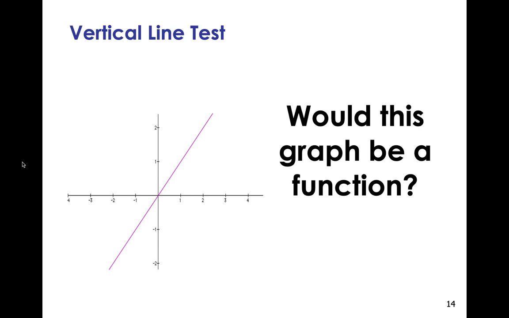Here we have a graph. We will take our pencil. Starting on the left, we will move it to the right, and we will check. If I stop here, notice that I am only intersecting the graph once. If I keep moving, still only intersecting the graph once, which means, yes, this is a function.